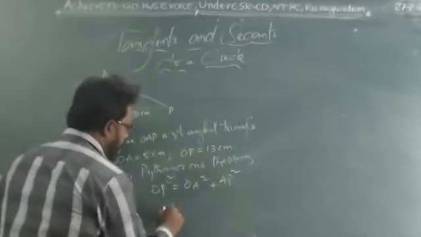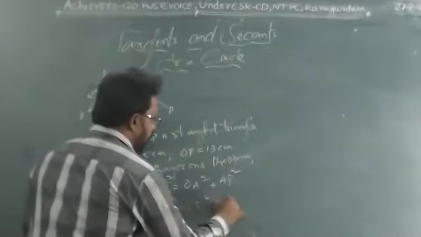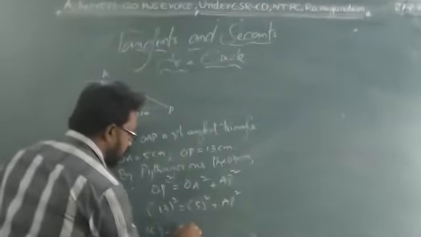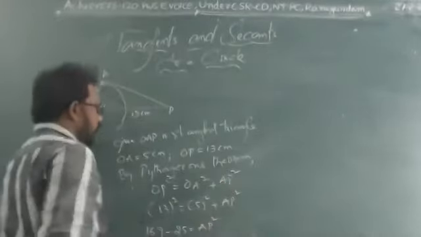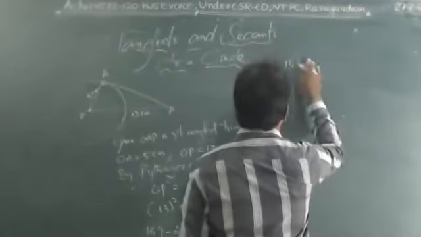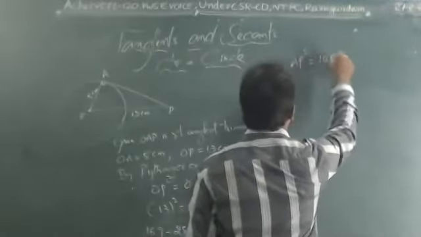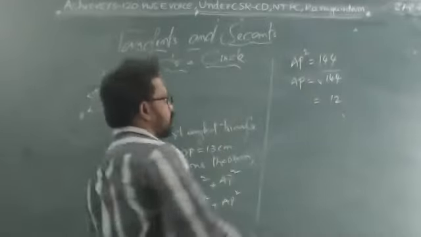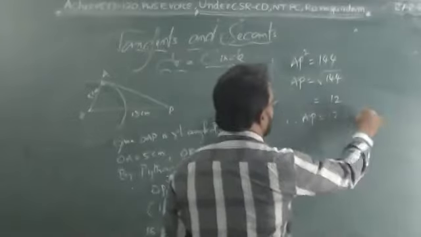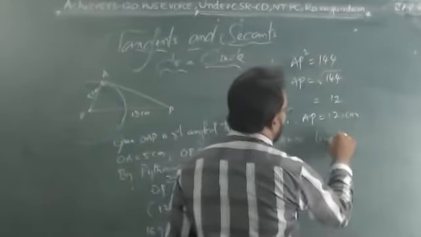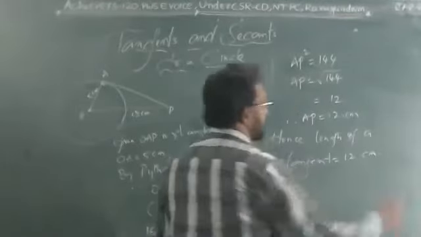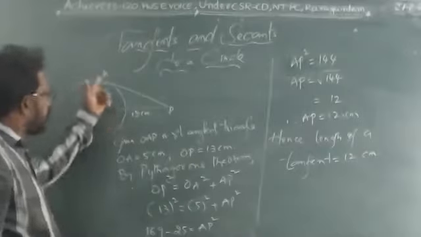OP is 13, whole square, and OA is 5, whole square, plus AP square. 13 square is 169, minus 5 square, which is 25, is equal to AP square. 169 minus 25 is 144. So AP square is equal to 144. Then AP is the root of 144, which is 12. So the length of the tangent is 12 centimeters.